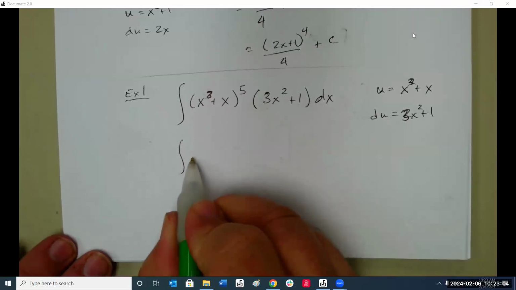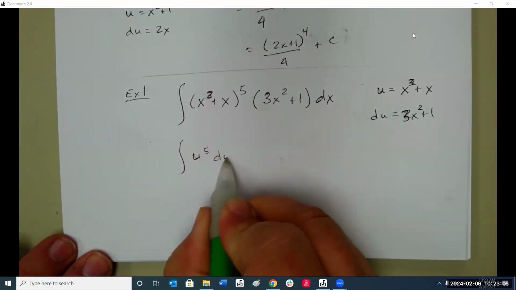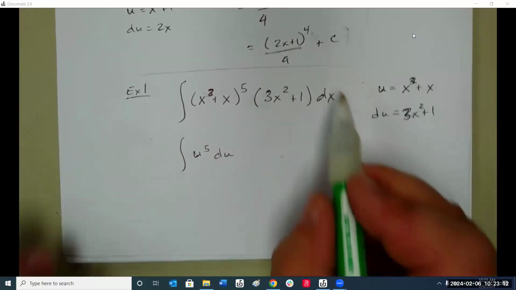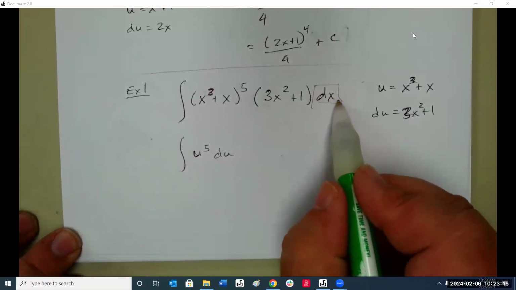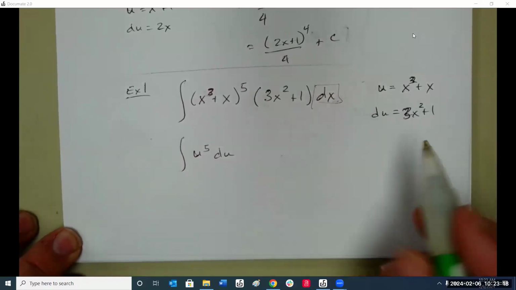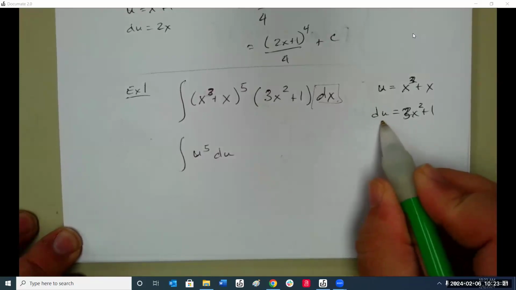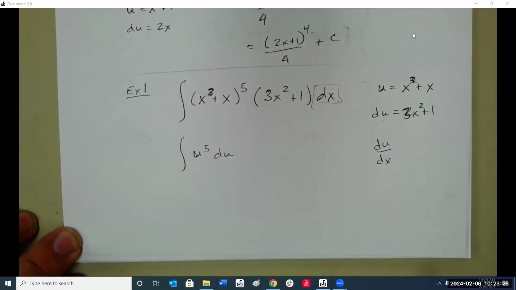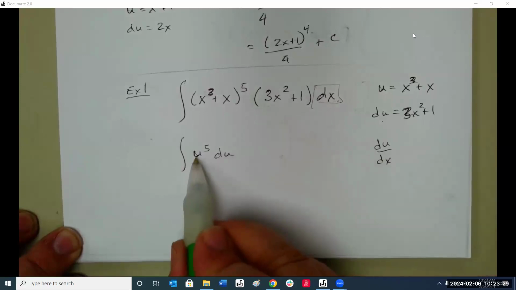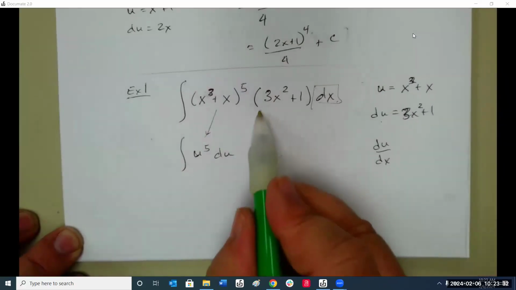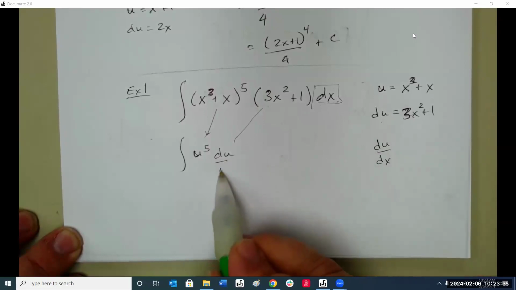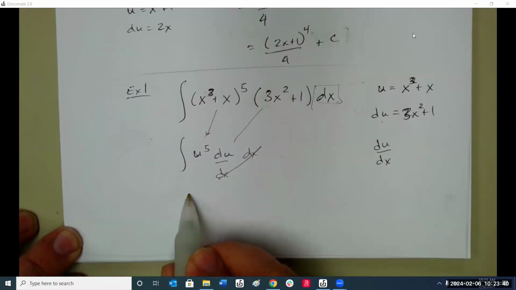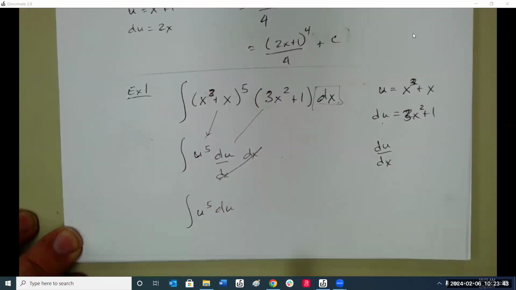So what we have here is u to the 5th du. Now, the question most asked: what happened to the dx? Because when we take the derivative of u, we're doing it with respect to x. So we have u to the 5th du over dx times dx. So these cancel. That's why we just have u to the 5th du.